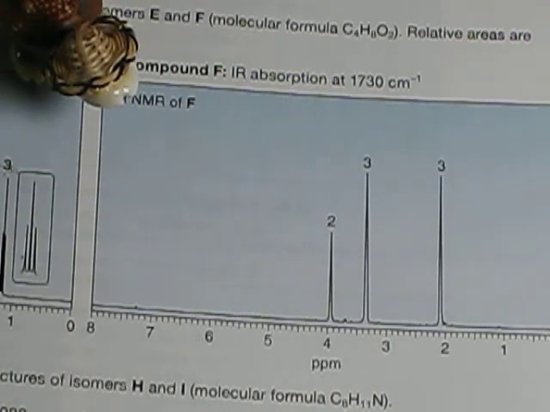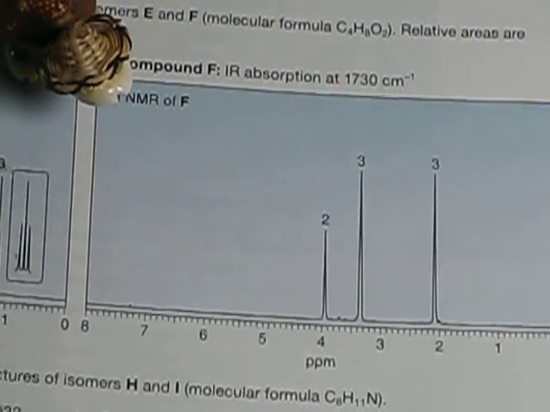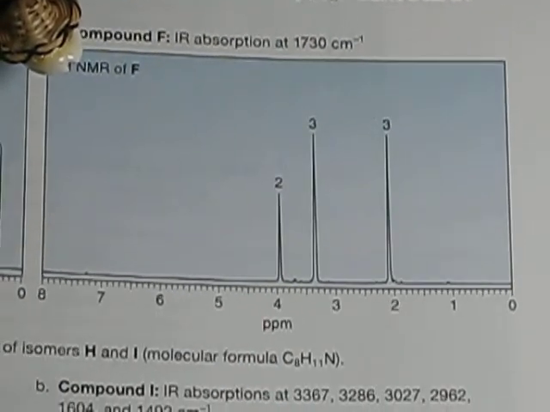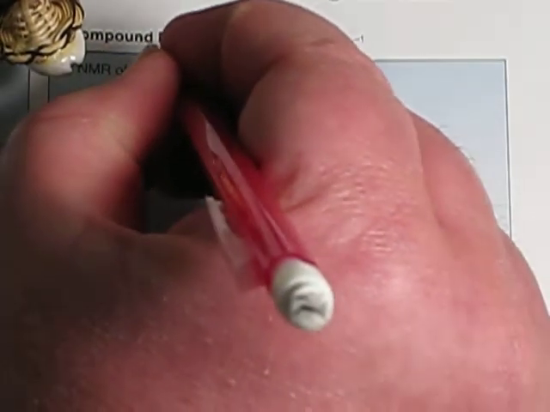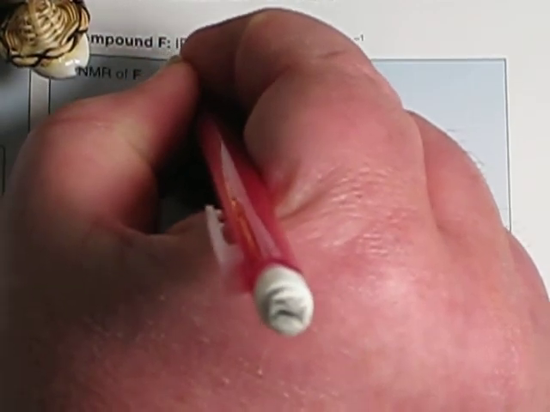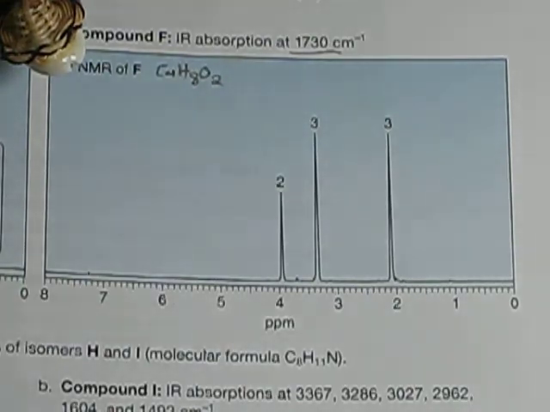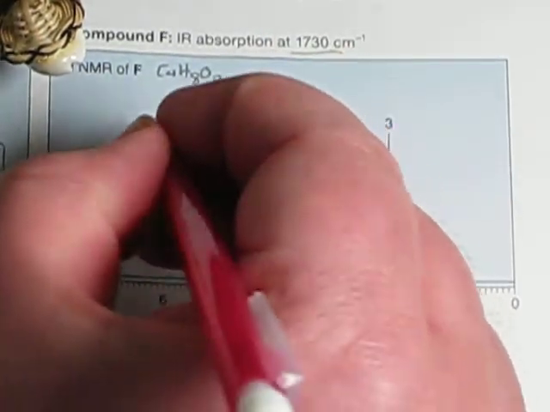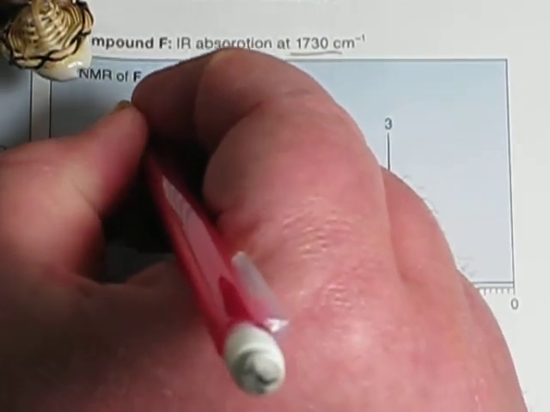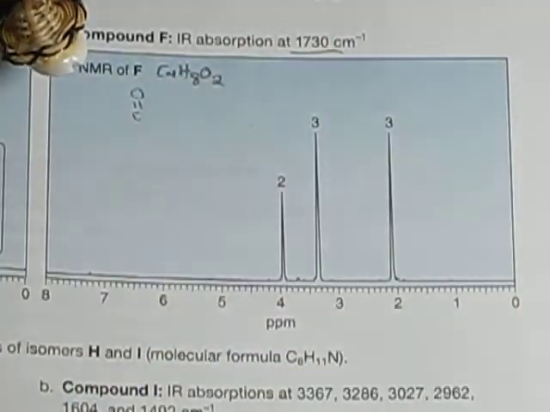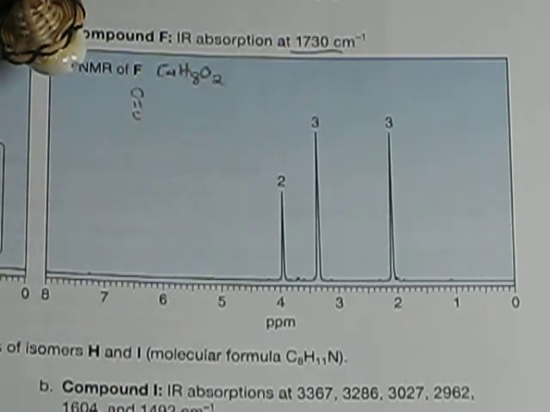All right, let's look at this one here. Note, the instructions tell us it is also C4H8O2. Note, it also has a 1730 IR peak, and therefore we also are fairly confident there's a carbonyl in there too. All right.